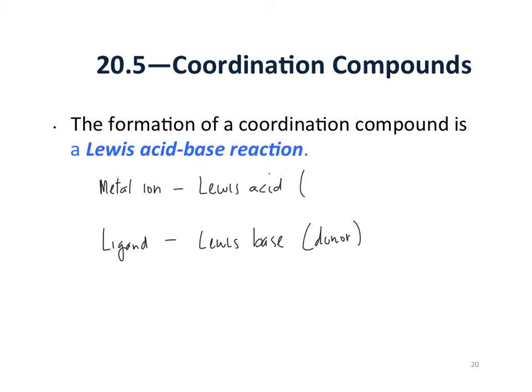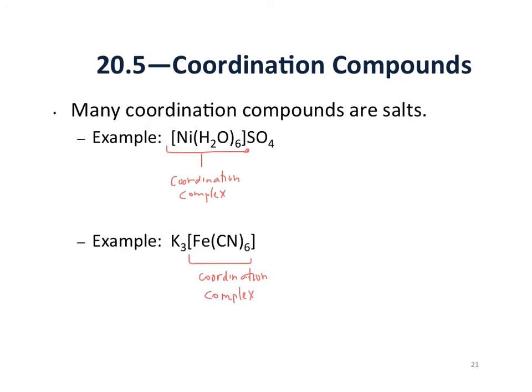So our entire coordination compound is formed via a Lewis acid-base reaction. I've already shown you an example of a coordination compound that was an ion, and as with many ions, sometimes we add a counter ion to turn it into a salt, an ionic compound. So here's the same nickel hexaaqua, that just means 6 waters, complex that I showed you before. If you remember from before, it had a 2+ charge.